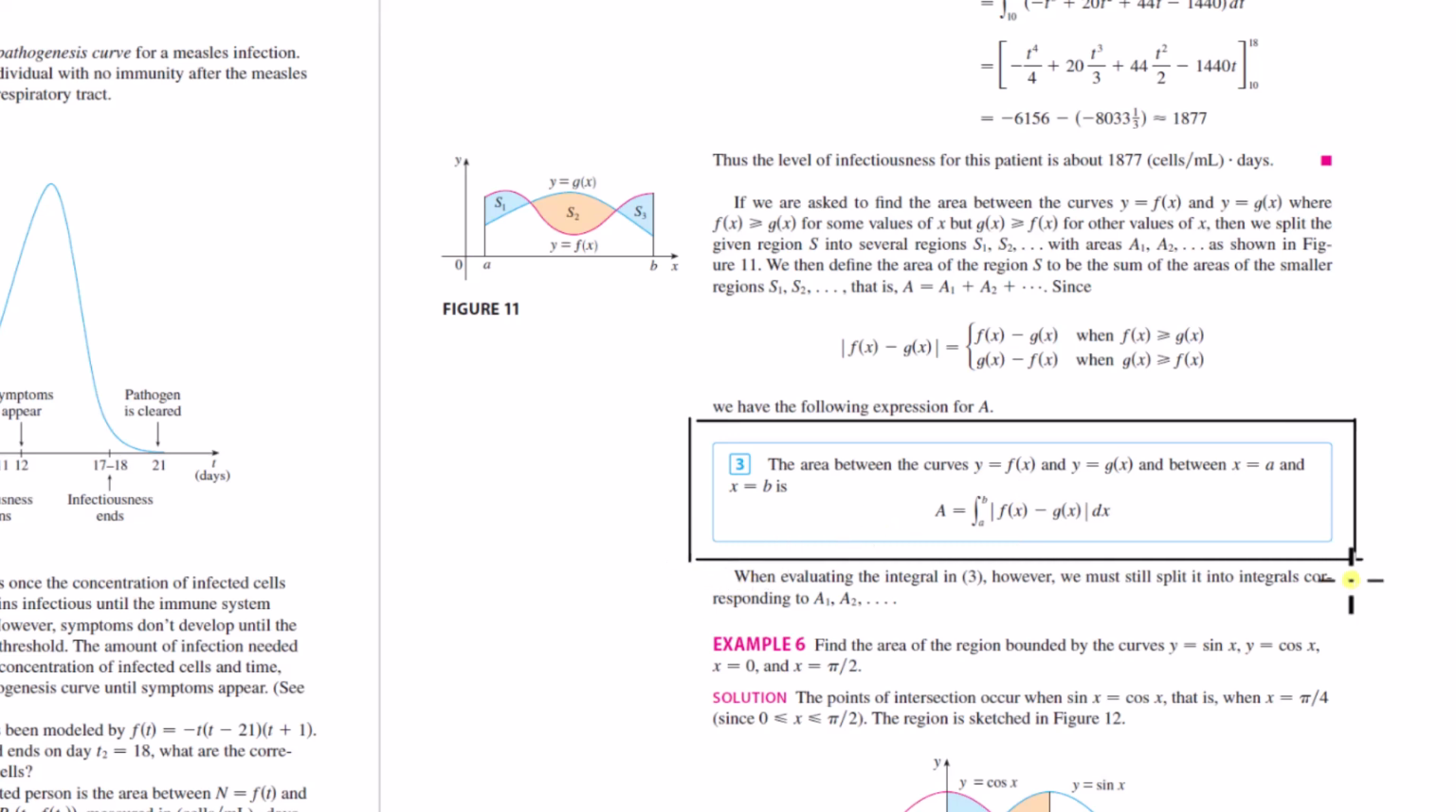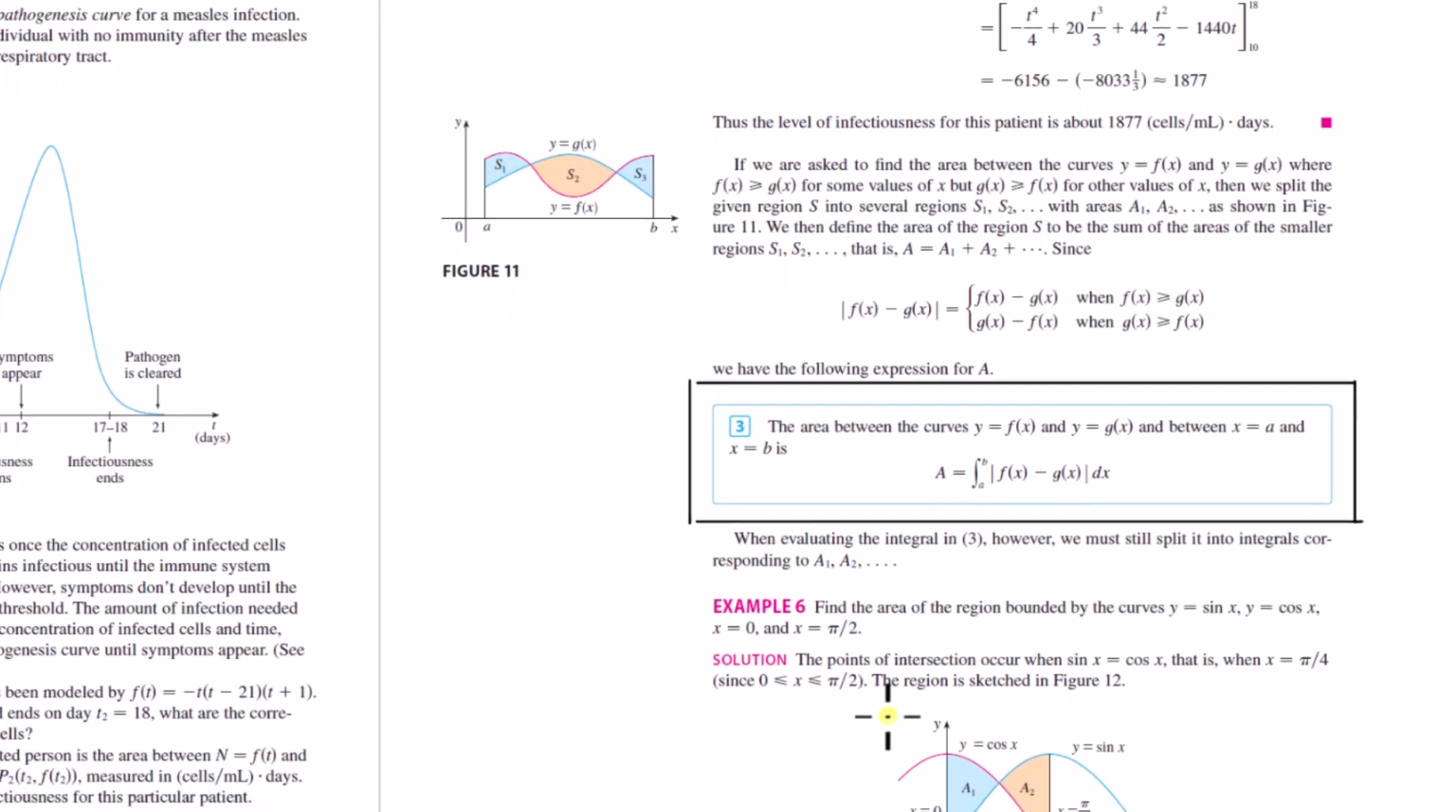Because if f of x is always greater than or equal to g of x for all x from a to b, then you just remove the absolute values. If it's not, then you're just going to have to break up the integral into separate integrals. Because that's what the absolute value means. Right? You have to break it up. So here you'd break this up into 3 separate integrals.